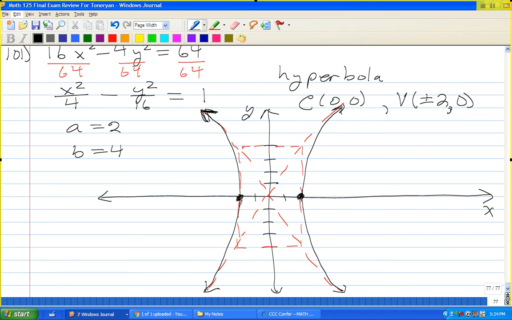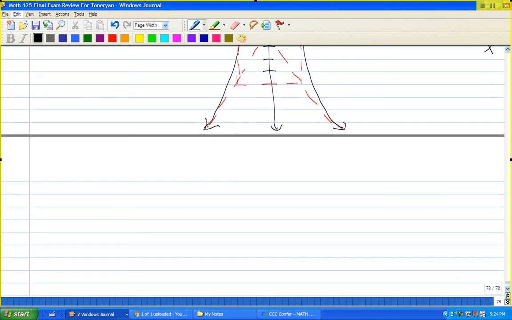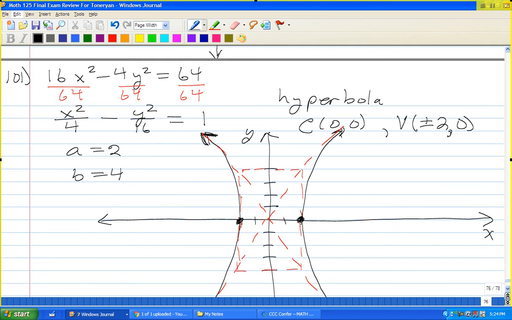Let me do 102. Oh, and the asymptotes are just y equals plus or minus 2x.